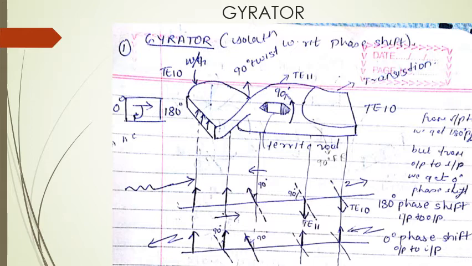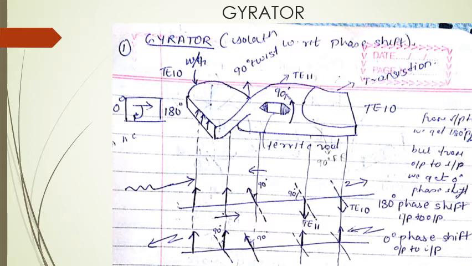Gyrator, by looking at the properties, you will understand what the use of this gyrator is, and you remember what happened in the isolator. When the signal was propagating from P1 to P2, the signal was present, and when it was propagating from P2 to P1, the signal was not present in P1. So the function of the gyrator will be explained by this constructional diagram.